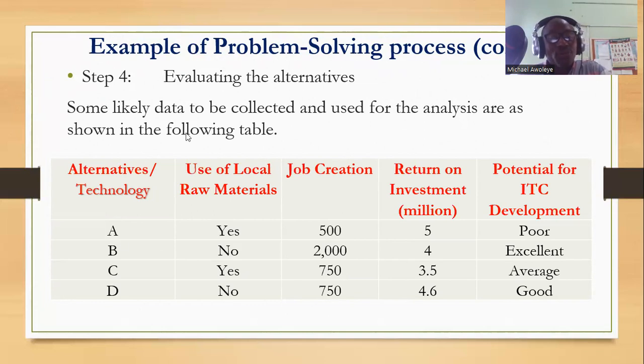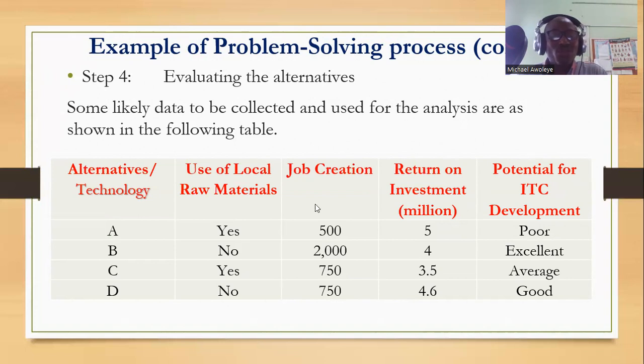This is the scenario. Alternative A. If alternative A, technology A, is considered, it means the use of local raw materials will be plenty. It's going to be there. But then it's going to create 500 jobs, which is also quite impressive. We want that. We want job creation. And then the return on investment is going to be like 5 million naira. Then the potential for indigenous technology capacity development, it's poor. We don't want that. We want to develop local capacity.